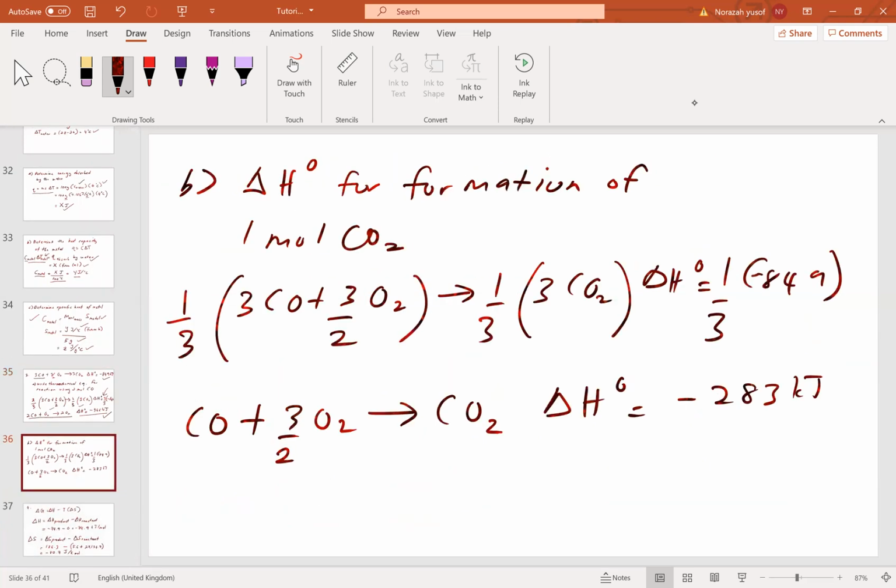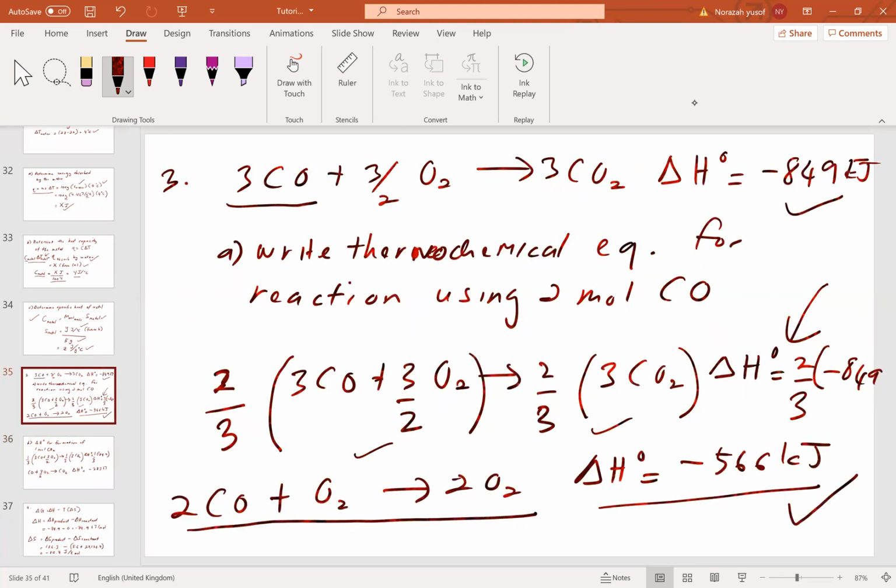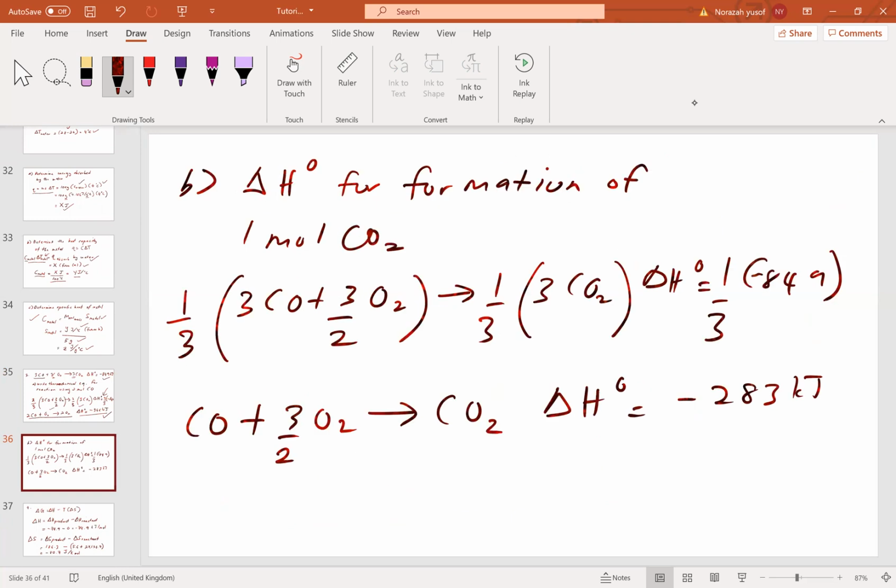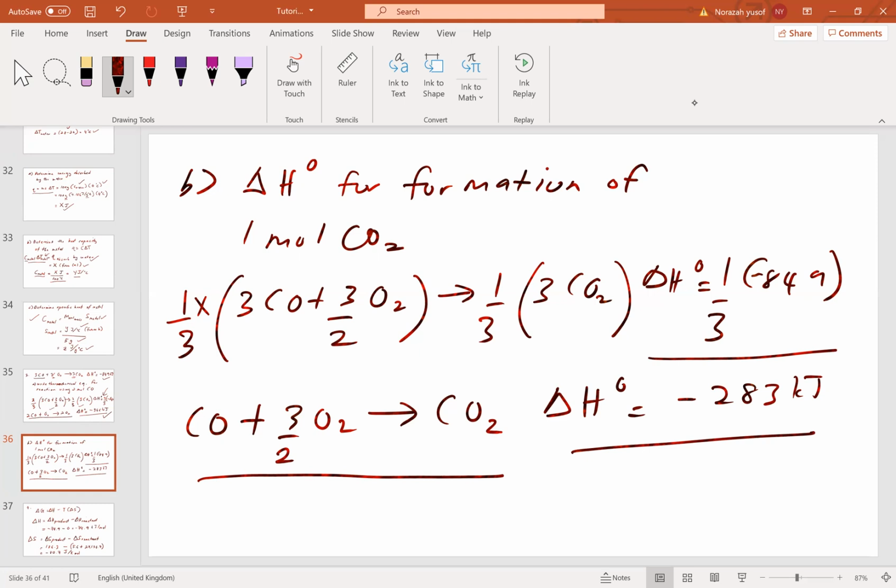Now look at the next question B. What is the delta H for the formation of 1 mole CO2 by the reaction? If you look at the original reaction, the mole of CO2 is 3. But the question is asking how we are going to calculate if we want to have 1 mole of CO2. So the whole equation has to be multiplied by 1/3. And this is the new equation. And the delta H also must be divided by 3. So this whole thing will be the new thermochemical equation for 1 mole of CO2.